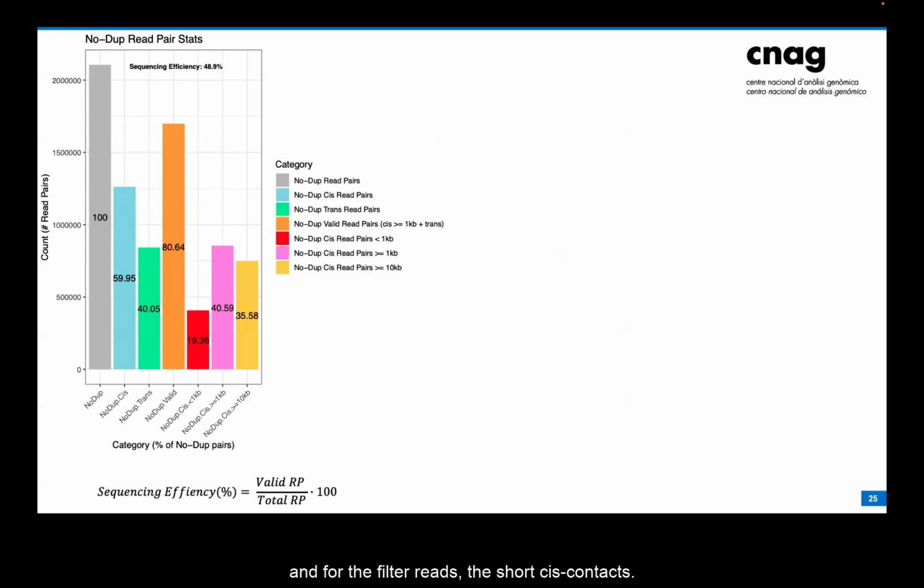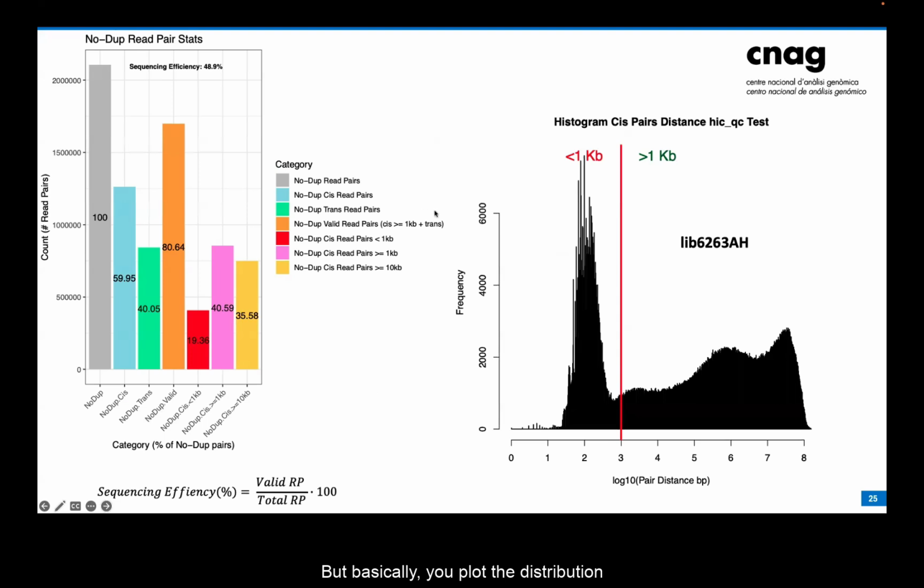Okay, so what I really like to do also is what the doctor does, and I think the Sanger does it in a different way, but basically you plot the distribution of your cis contacts. On the y-axis is the frequency, and the distance between the two pairs in cis is on the x-axis in log 10 scale. So 3 means 1,000 base pairs length.